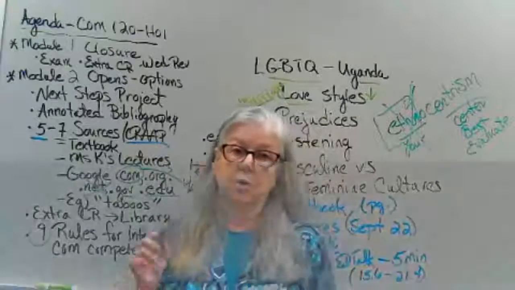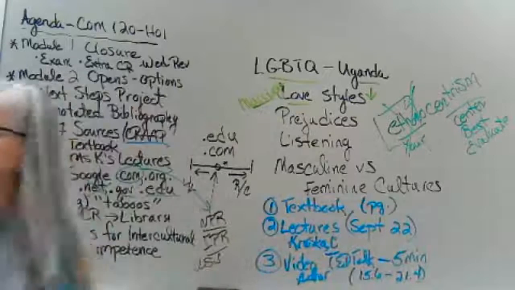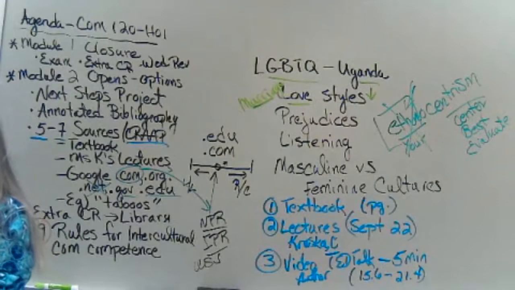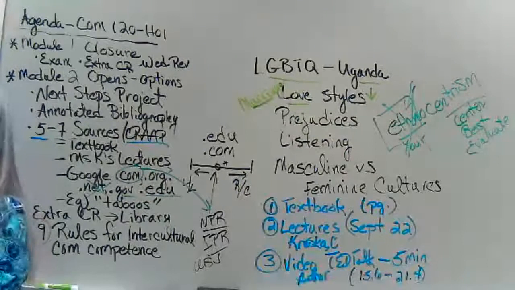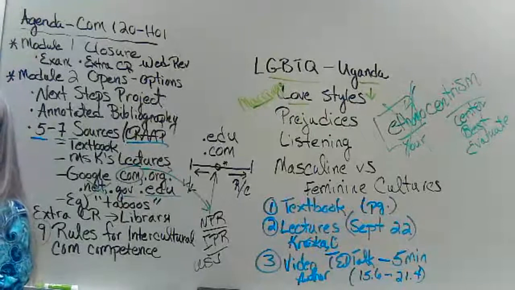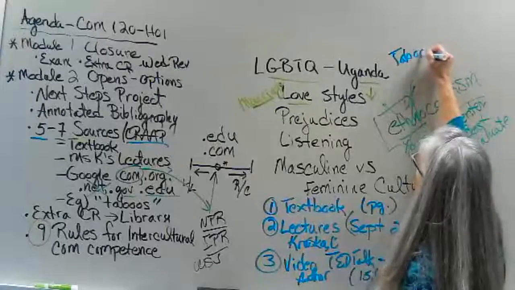Number 5 is learn the target culture's rules. Now here's another activity I want you to do. I want you all to pull up your Google again, all right? And what I want you to type in is taboos in Uganda. Okay? Taboos.